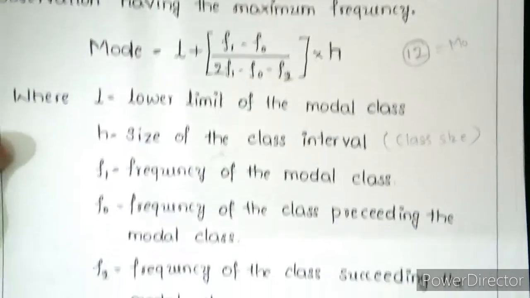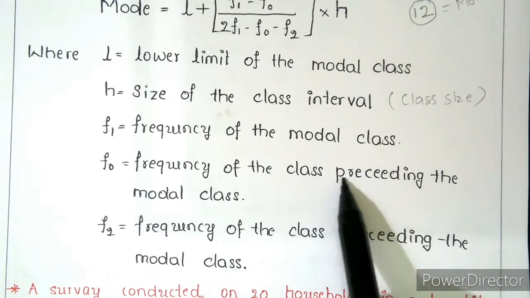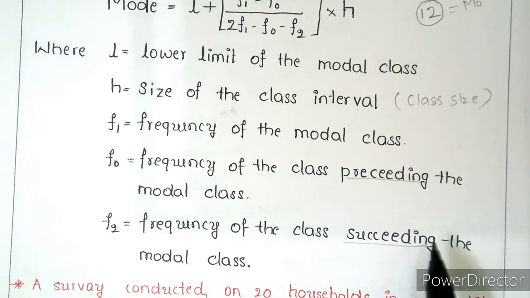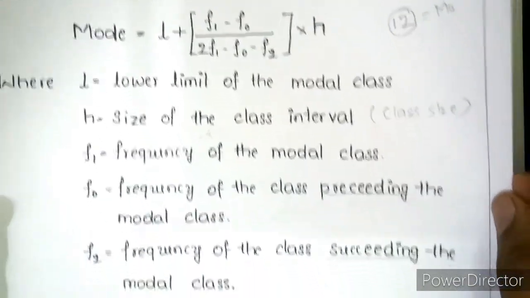F2 is the frequency of the class succeeding the modal class. So F0 is the preceding and F2 is the succeeding. One more time: mode equals L plus (F1 minus F0) divided by (2F1 minus F0 minus F2), into H, where L is the lower limit of the modal class, H is the size of the class interval, F1 is the frequency of the modal class, F0 is the frequency of the class preceding the modal class, and F2 is the frequency of the class succeeding the modal class.